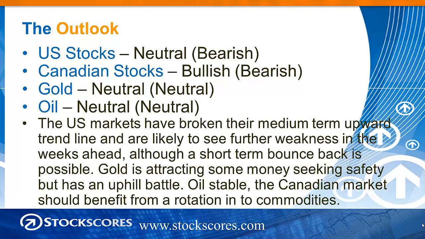The U.S. markets have broken their medium-term upward trend line and are likely to see further weakness in the weeks ahead, although a short-term bounce back is possible. Gold is attracting some money seeking safety, but has an uphill battle. Oil is stable. The Canadian market should benefit from a rotation into commodities.